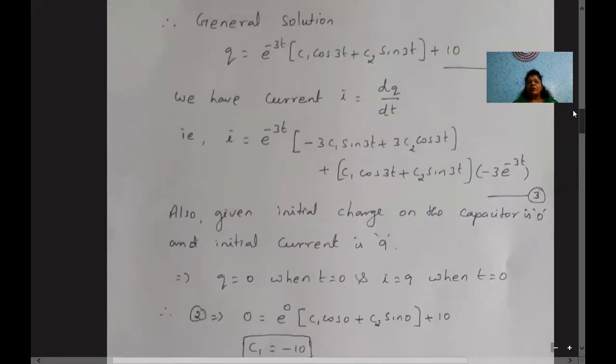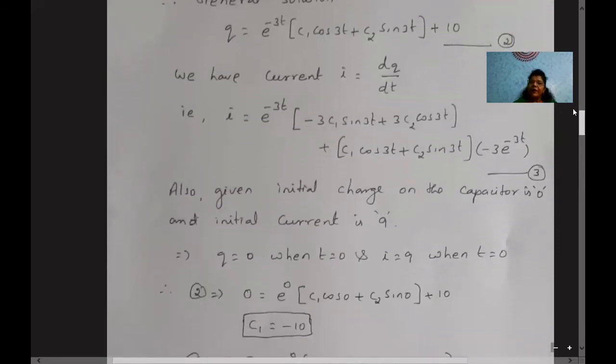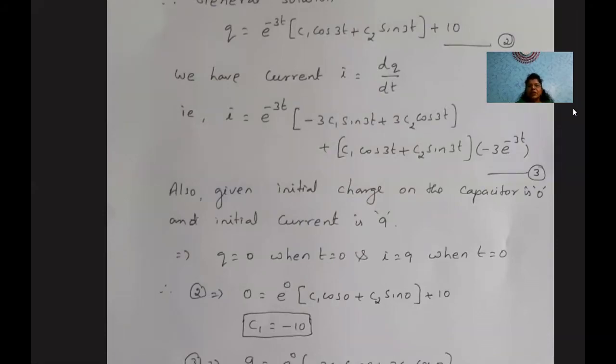Now, I want to find the current. Why do I have to find the current? Because the initial condition states that the charge q is 0 coulomb and the current I is 9 ampere. To find the current I have to use the relation I equal to dq by dt. Which means I have to differentiate the charge q with respect to t.